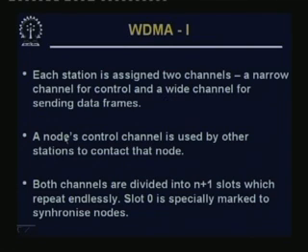Now, for a particular node these two are assigned. A node's control channel is used by other stations to contact that node. So, its control channel is fixed. Some other stations, if they want to communicate with A, will first talk to A on its control channel. Both channels are divided into n plus 1 slots which repeat endlessly. Slot 0 is especially marked to synchronize the nodes.